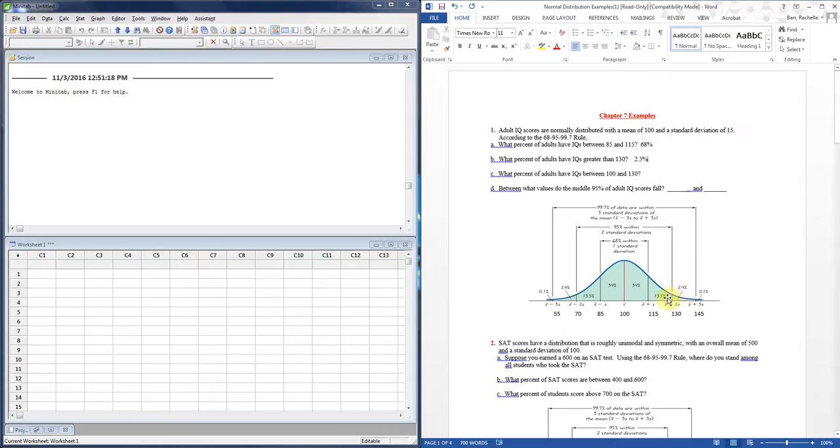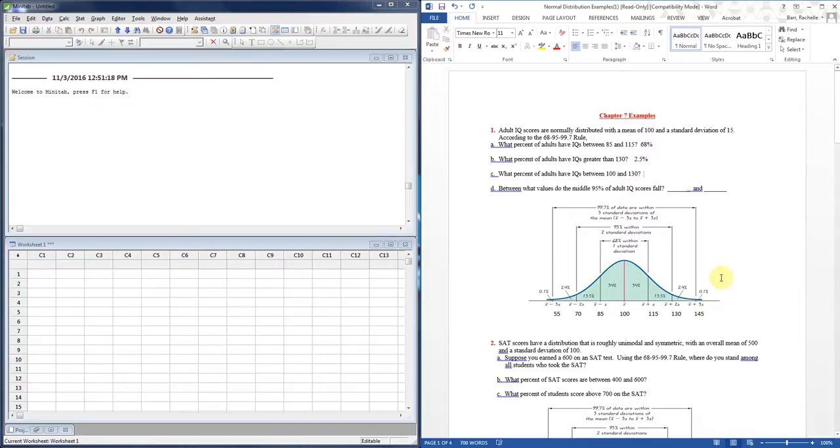Again, I know that between 130 and 70 is 95% of all scores. So outside of those two should make up 5%, which would be this tail and this tail. And since it's symmetric, if I want just the upper half of that, I want half of those scores, and therefore I want half of 5%, which is 2.5.